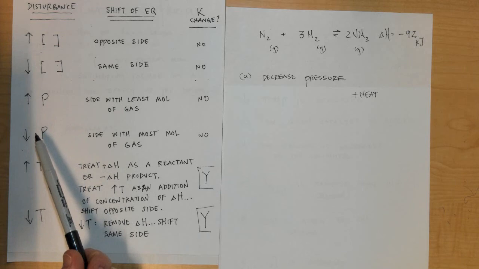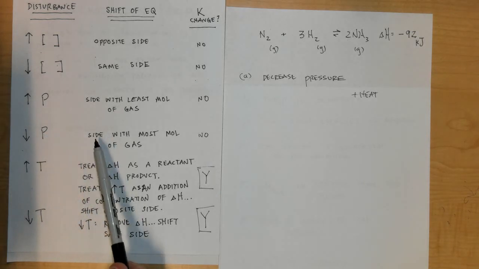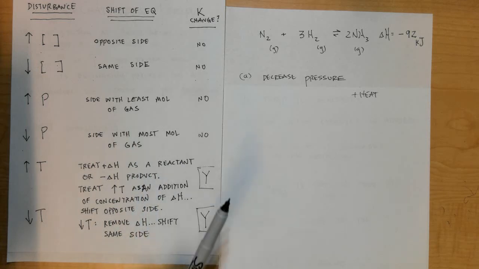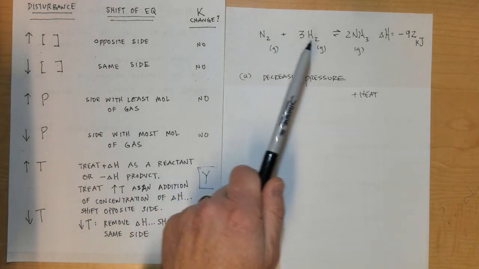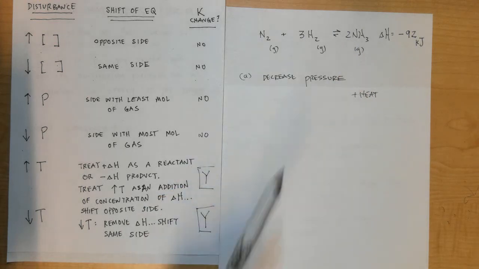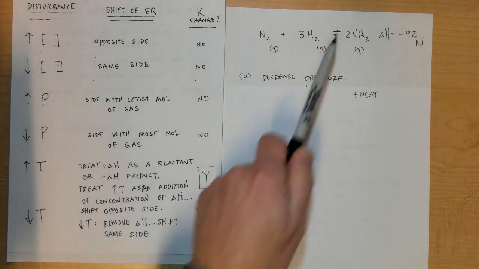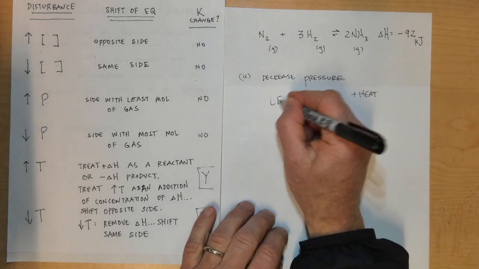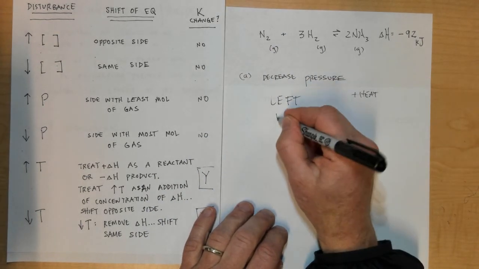If I decrease the pressure, what does it do? Shifts to the side with the most moles of gas. All right, let's look and see if they're gases or not. Oh yeah, gas, gas, and gas. 2 moles of gas on this side, 3 plus 1, or 4 moles of gas on this side. Which way would the reaction shift? It should say to the side with the most moles, which is this side right here. And so we would say that the reaction would shift left, or to the reactants.